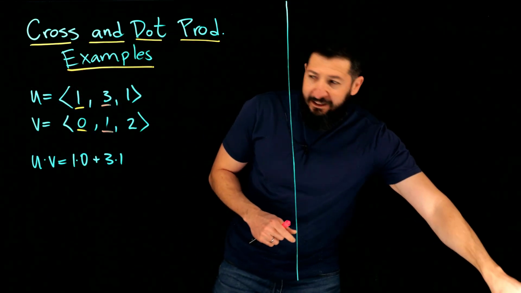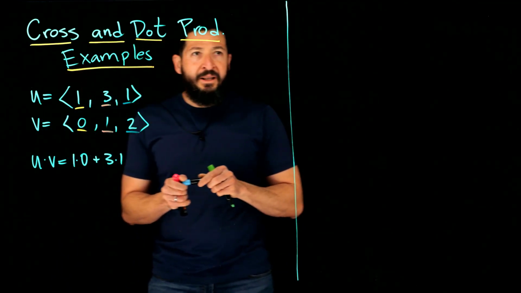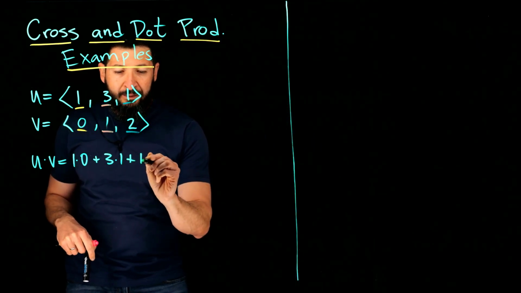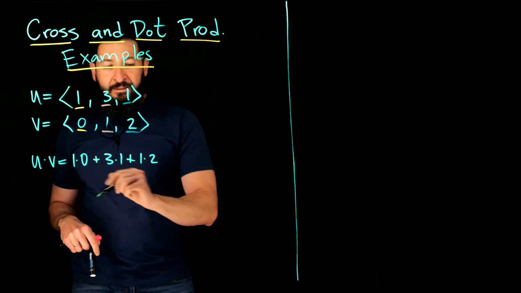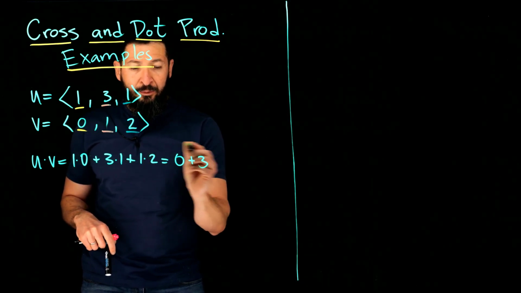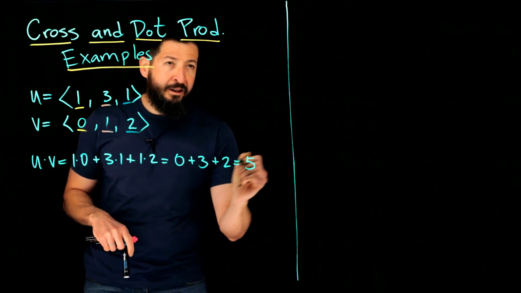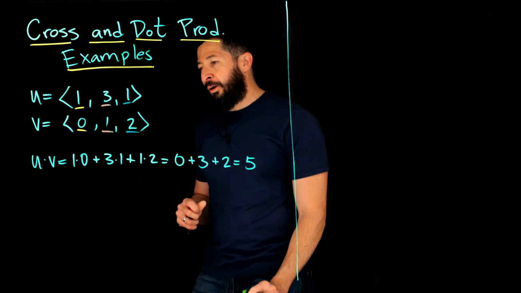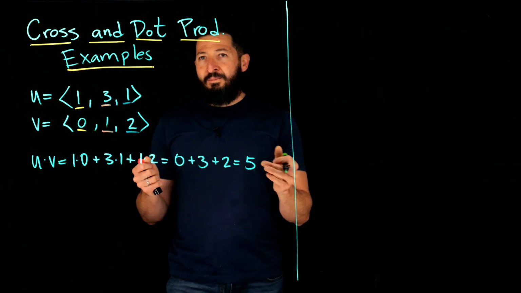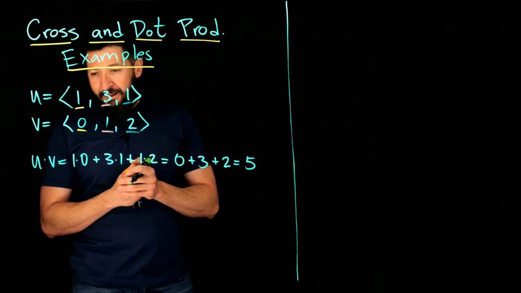And then let's do the next two. So 1 and 2, you multiply them together. And you get 1 times 0, 0, 3 times 1, 3, and 1 times 2, 2. You add them together, and you get your dot product, which is 5. So the dot product is extremely simple, and that's why I didn't do much in way of examples, because it's just applying the formula directly.